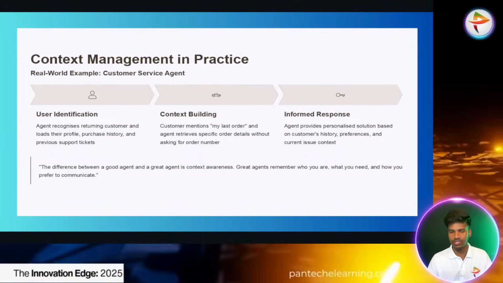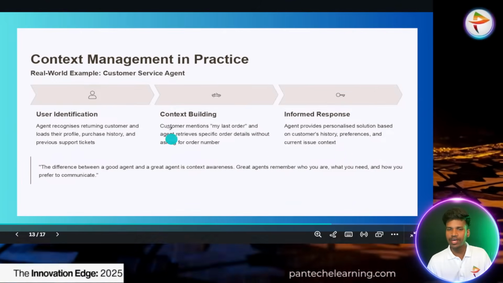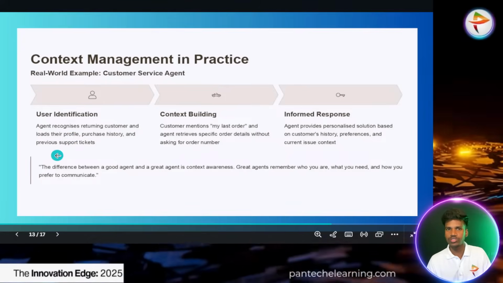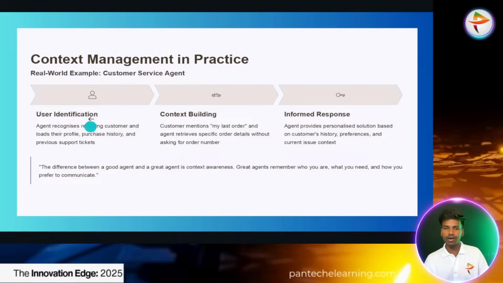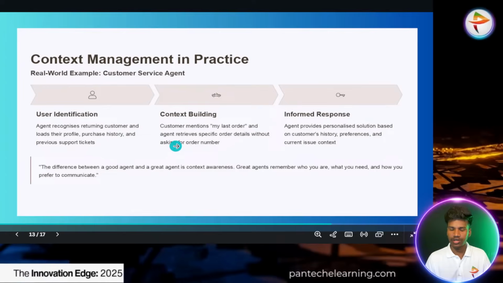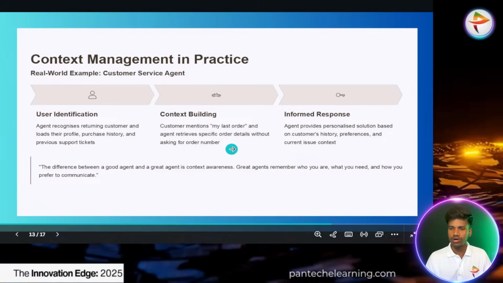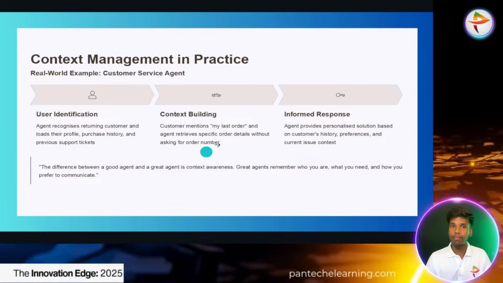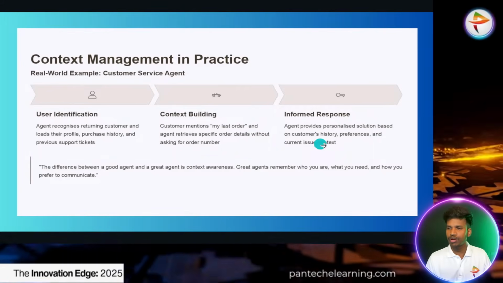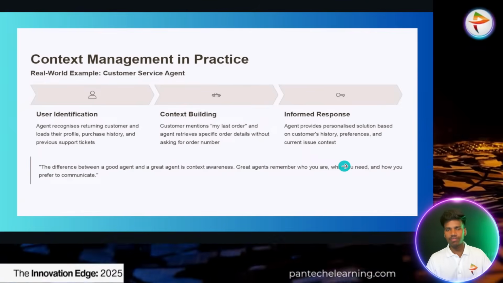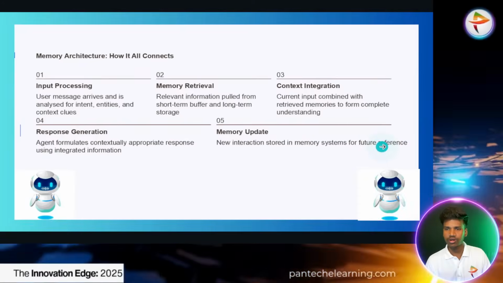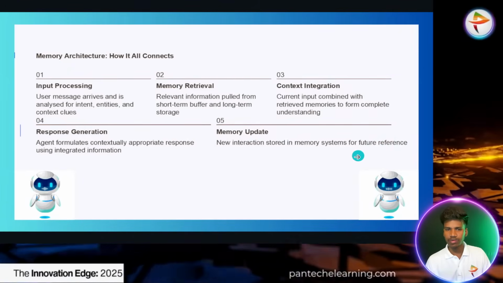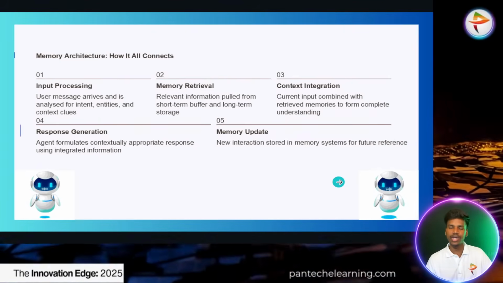Same like a chatbot, everything is based on the human user's wish. First they have to understand the human details, user details. Then they have to build the present working context. Informed response means they have to collect the previous one. Okay, so context management. Memory architecture means how they store the memory and how to update it.